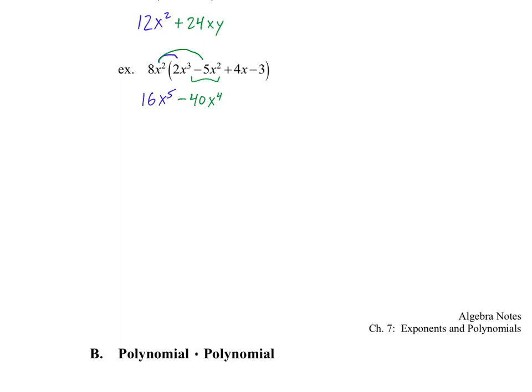All right, now we repeat the same sort of thing with the next term. So I have a positive 8 times a positive 4 gives me a positive 32. X squared times an x to the first is an x to the third.